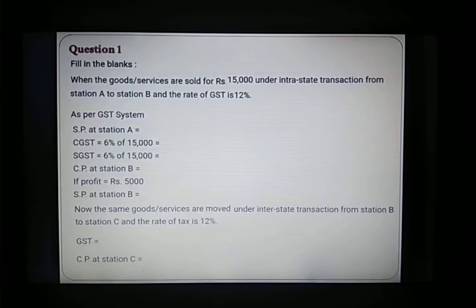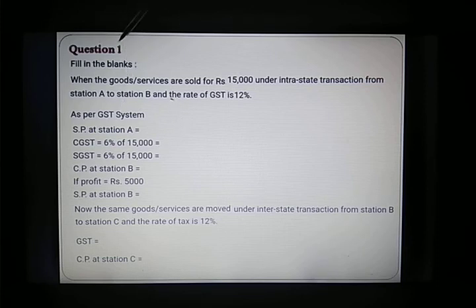So the first problem says we just need to fill in the blanks. Let us see what is given. So when the goods or services are sold for rupees 15,000 under intrastate transaction, that means within the same state, the stations are given from A to B, and the rate of GST is given to be 12%. Now there is station A and there is station B, and there is some transaction happening from station A to station B.